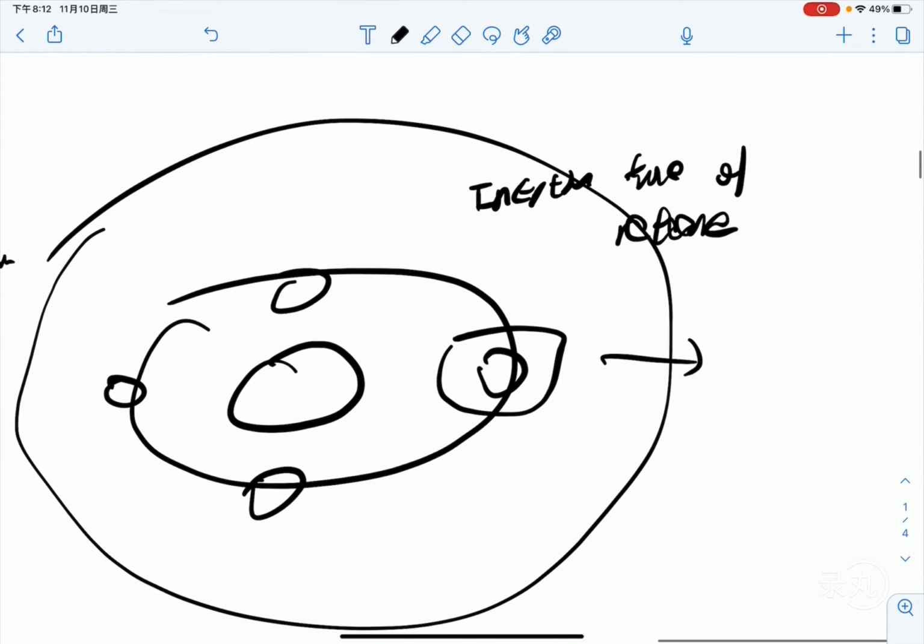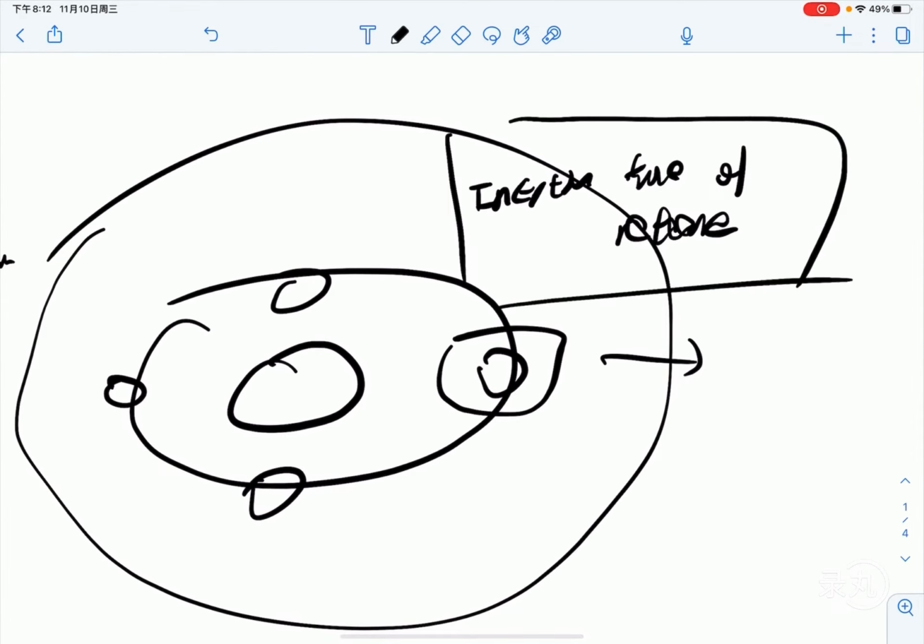And you can search this term up on your own if you want. I recommend you to do that.